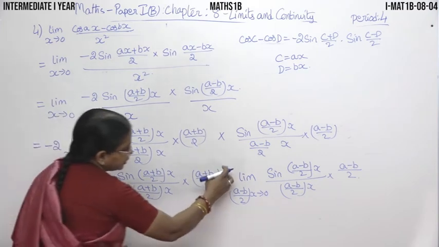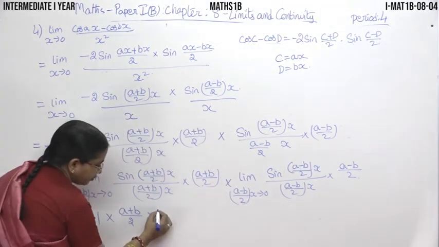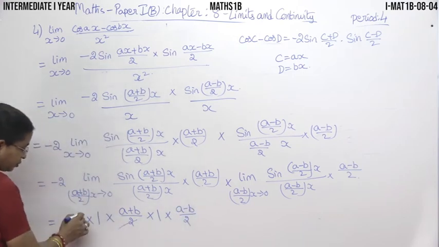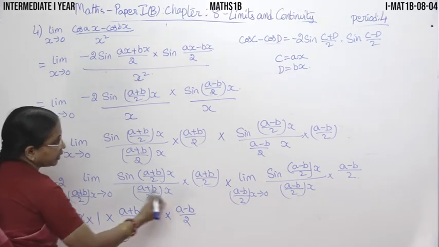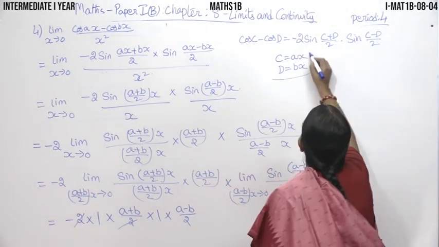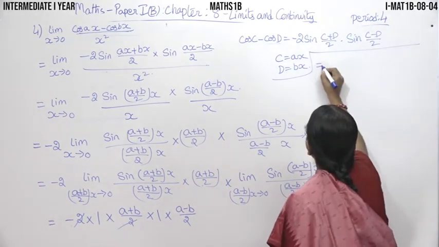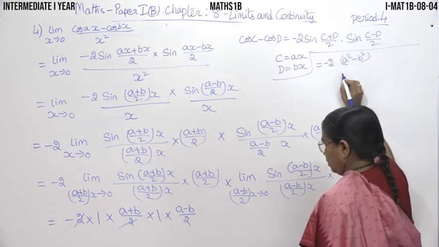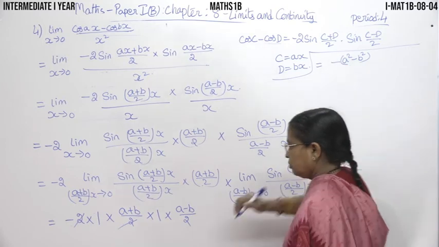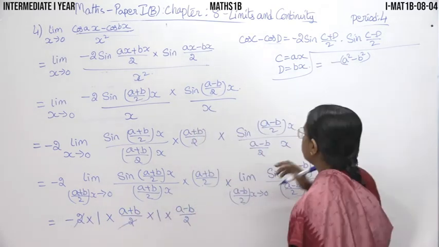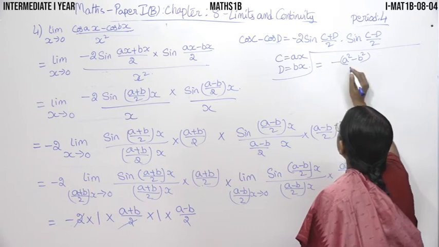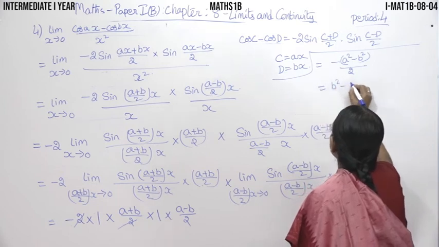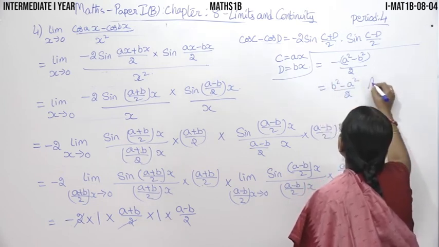Again this limit is again equal to 1, so 1 into a minus b by 2. So you can cancel 1, 2, and then a plus b into a minus b. It is equal to minus 2 into a square minus b square by 2, the 2 got cancelled. So it is only minus, a plus b into a minus b is a square minus b square. So minus 1 into a square minus b square by 2. This I can write as b square minus a square by 2. So this is your answer.